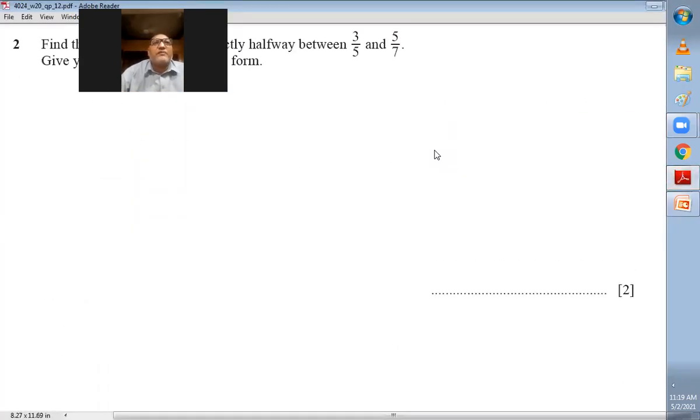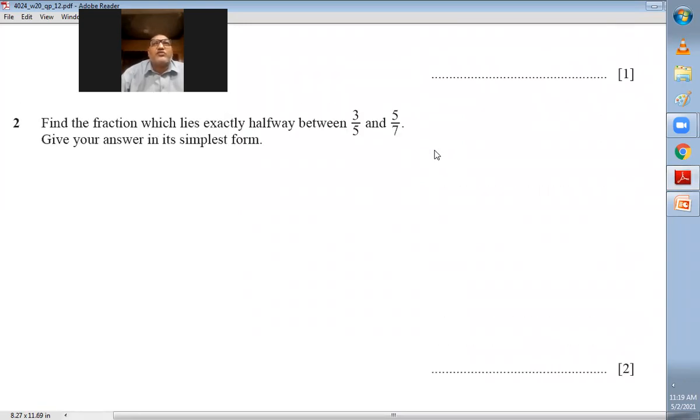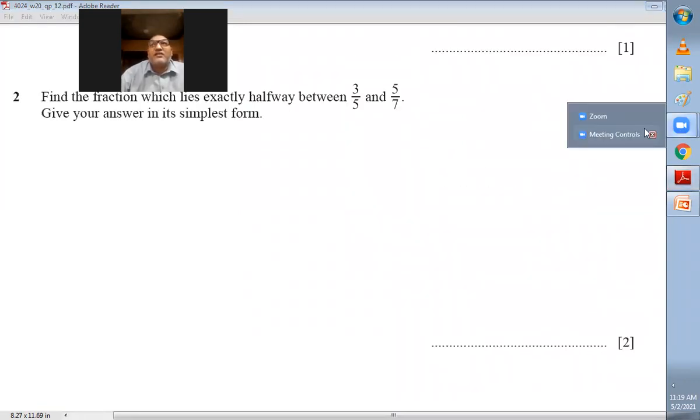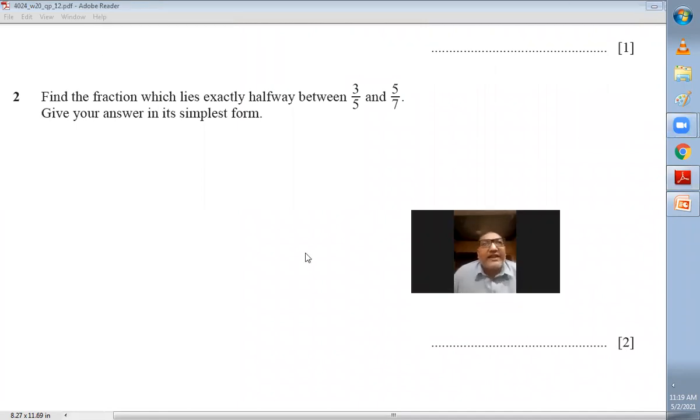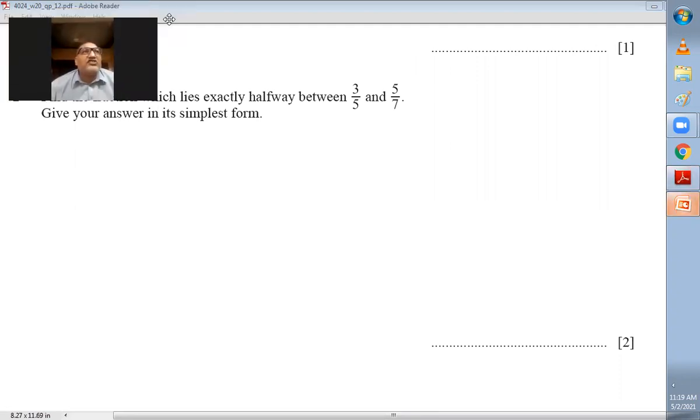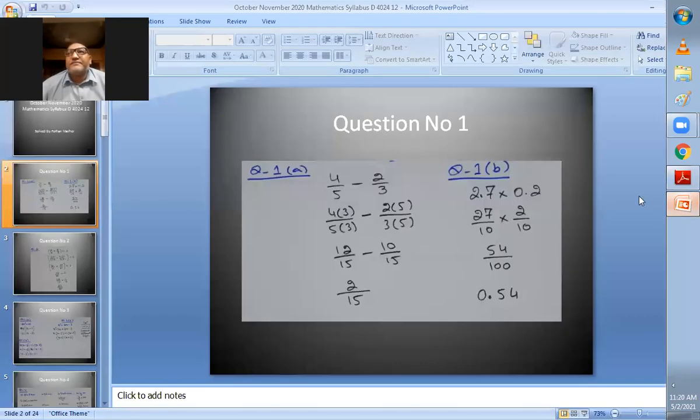The next question coming up on your screen is question number two. Question number two has only one part. Find the fraction which lies exactly halfway between 3/5 and 5/7. Give your answer in its simplest form. The strategy is very simple: you add these two fractions, and whatever answer you get, you divide it by 2. This is how you find the fraction which is exactly halfway between 3/5 and 5/7. Let me show you my work.